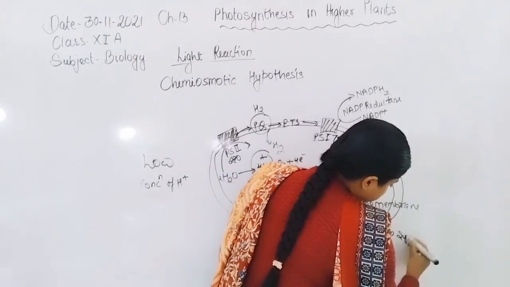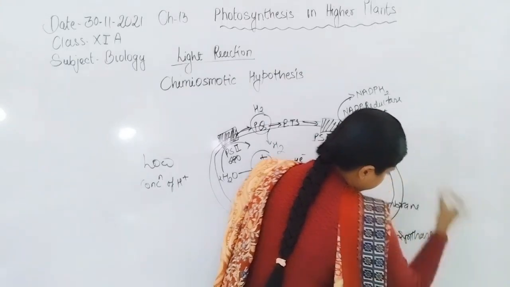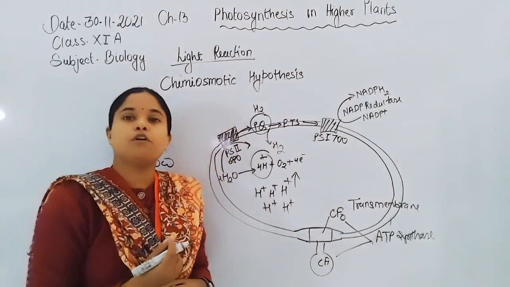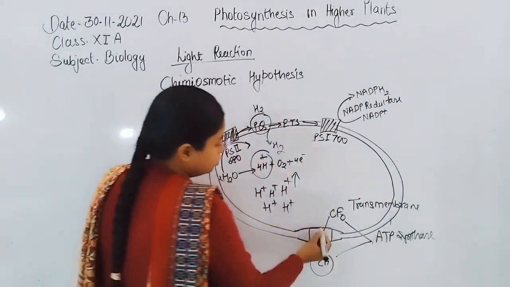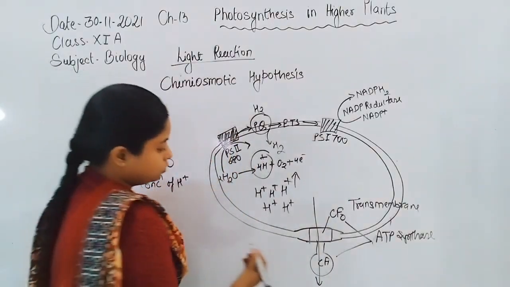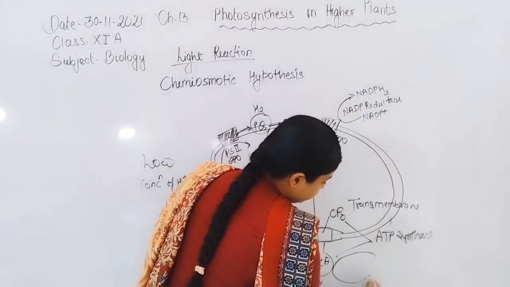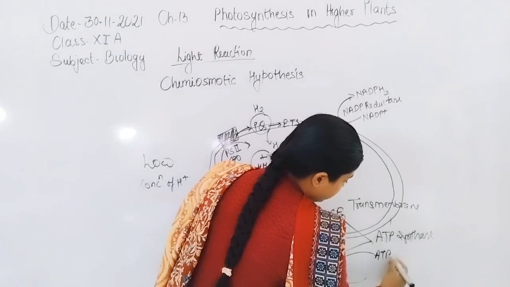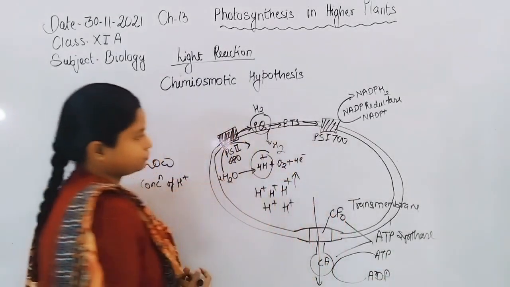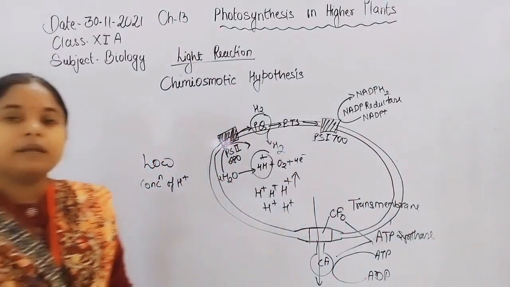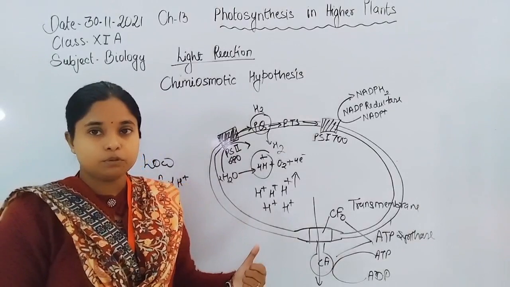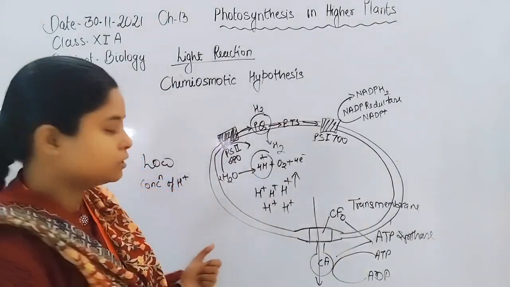ATP synthase catalyzes the formation of ATP. Through the proton gradient, there will be formation of ATP molecule from the ADP molecule. So this is the chemiosmotic hypothesis, where the proton gradient works.